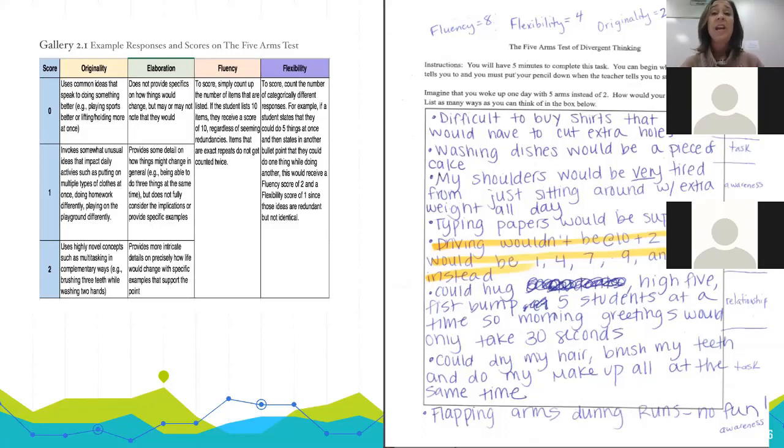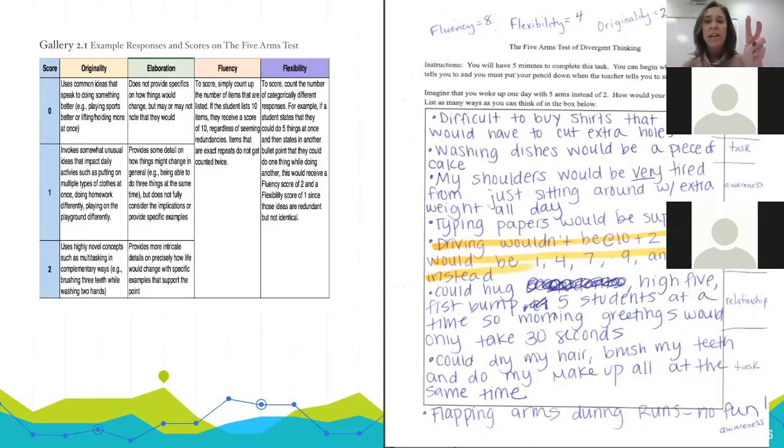First of all, the fluency: this student had twice as many ideas. They had 8 ideas versus the last student who only had 4. Flexibility is strong in this student. If you look at the first one, difficult to buy shirts that fit, would have to cut extra holes. So she's talking about adapting her wardrobe, which is what would have to happen if you had 5 arms. So that's an adaptation. We would categorize that under flexibility as an adaptation the student would have to make if they had 5 arms. The next one, washing dishes, would be a piece of cake. Well, that's a task, going back to some of those common things we saw on the previous student's responses. So that's a different category in the area of flexibility.